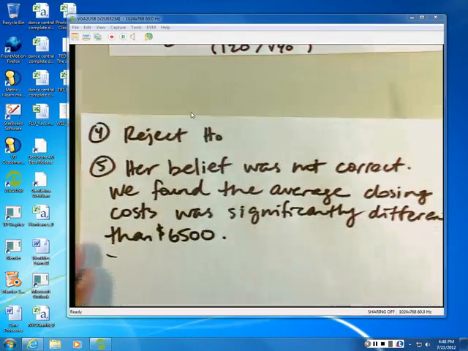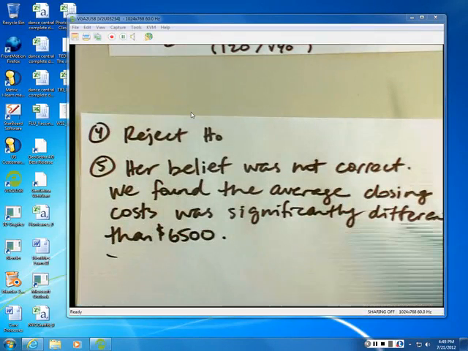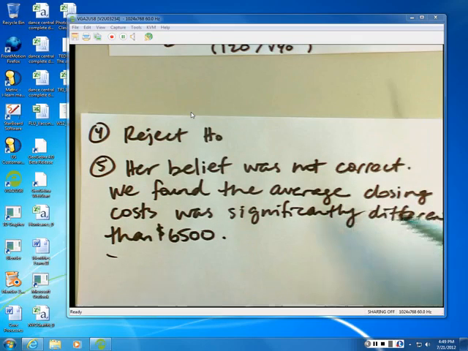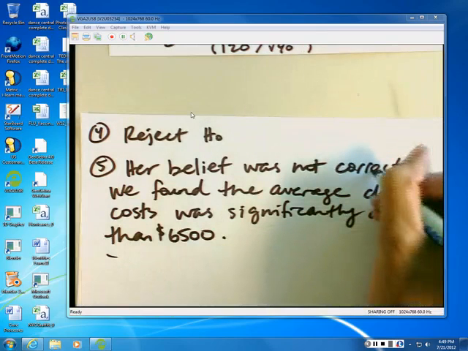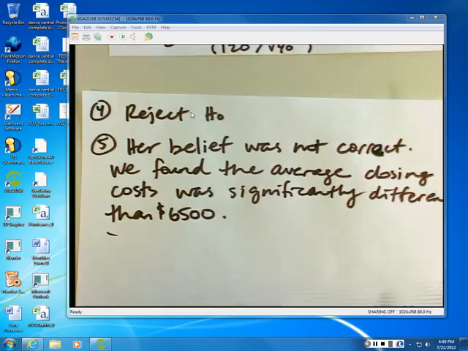Okay, so let me reinforce it again. You could get 1 through 4 right. You could get everything correct. If you don't convince me in number 5 that you understand what you just did, it doesn't matter. I'm going to give you very, very few points because computation is maybe 10% of statistics. It's really that conclusion and that analysis. So this step number 5 is really, really critical. Okay, let's look at another example.